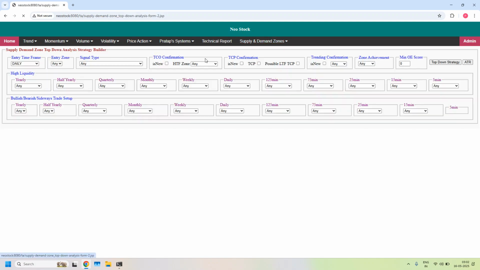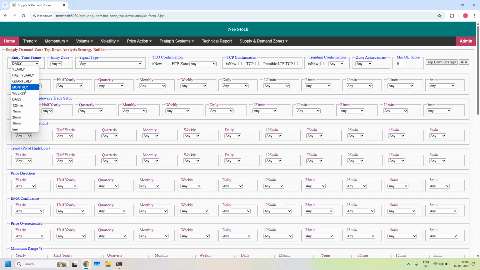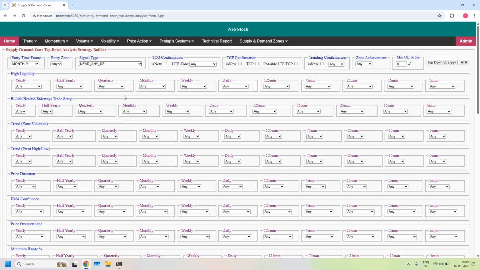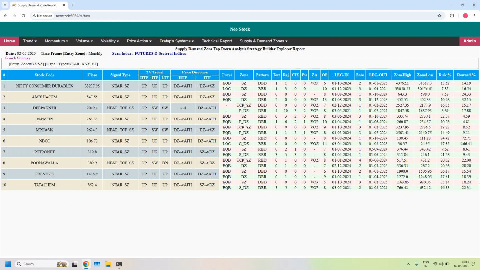Next time frame is monthly. Stocks near monthly demand zone: 2 stocks. Next, stocks near monthly supply zone: 10 stocks.